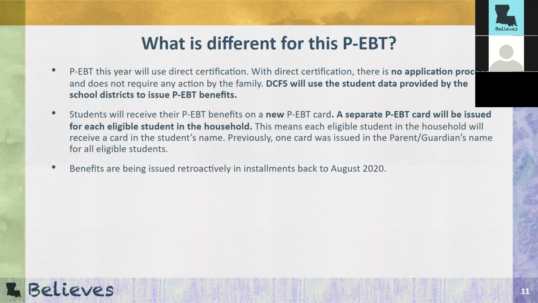Students will receive a new P-EBT card. So if they've lost or thrown away their P-EBT card from before, they are okay. They'll get a brand new card this time. And there will be a separate card issued for each eligible student in the household. This means that each student gets their own card with that student's name. Previously, one card was issued for all of the children in the parent or guardian's name. Benefits are being issued retroactively, in installments, going all the way back to August of 2020.